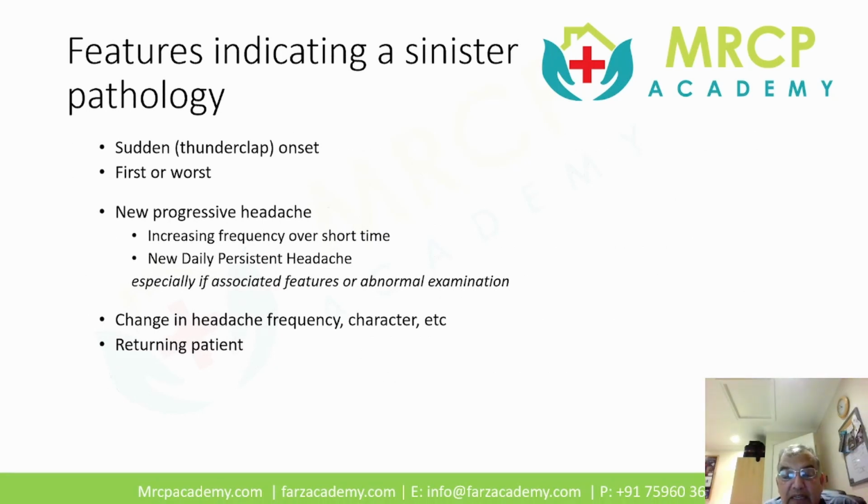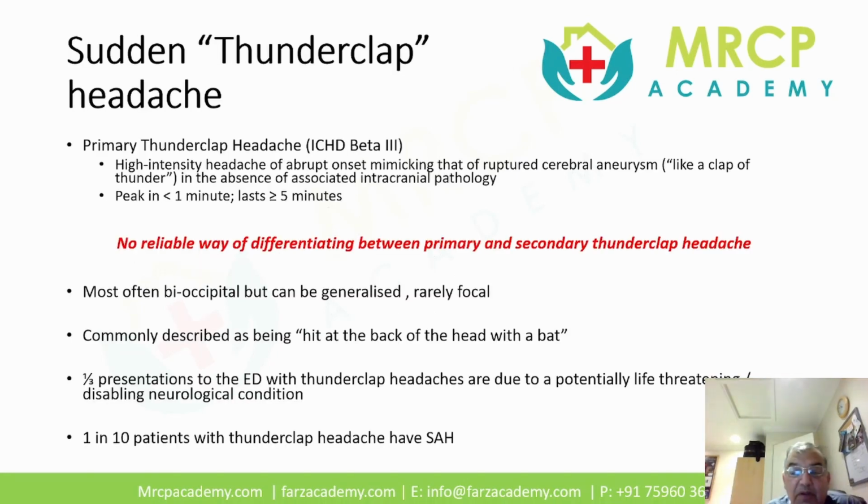Now, there are some features that indicate a sinister pathology. A thunderclap headache would always do so, or the first or the worst headache, or a new progressive headache with an increase in frequency over a very short period of time, a new daily persistent headache, especially associated with abnormal features like fever, rash, or a focal deficit, or a change in headache frequency and character. A patient who recurringly comes back, anyone has to be extremely alert that if someone is coming back again and again, there may be something going on.